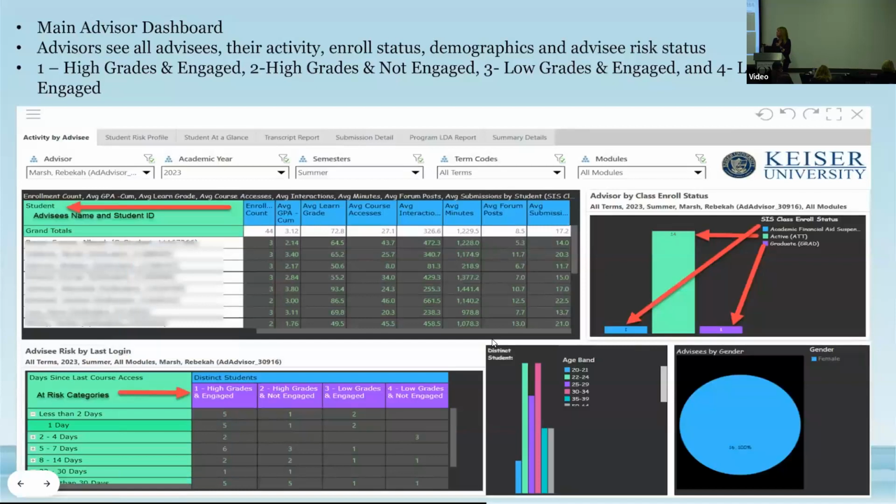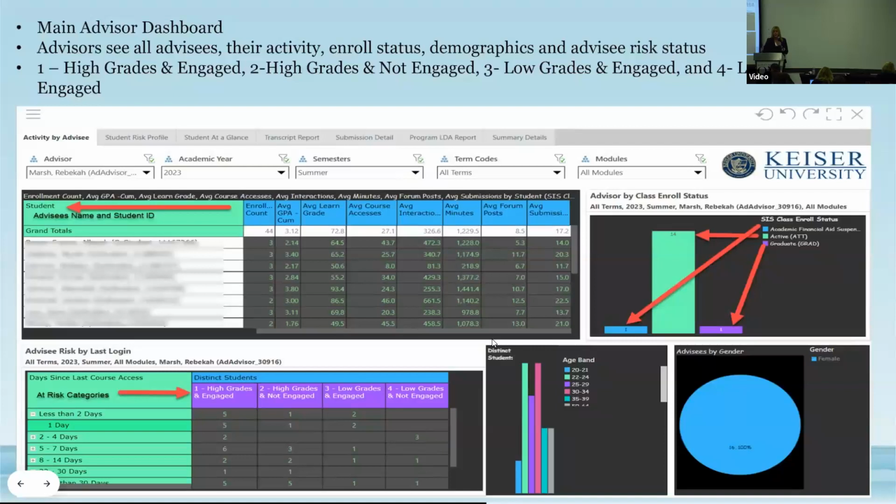I hope you could see this okay, because I tried to make it fit, but this is what one of our advisor dashboards looks like. So you can see the advisor name. I blocked out the students, of course, but right away she can see all of her students. She can sort by academic year, semesters, term codes, or mods. And she can see the courses the students are in, the average learn grade, how many minutes they've spent, how many posts they've done, because that's all activity that leads to making sure that student's engaged.